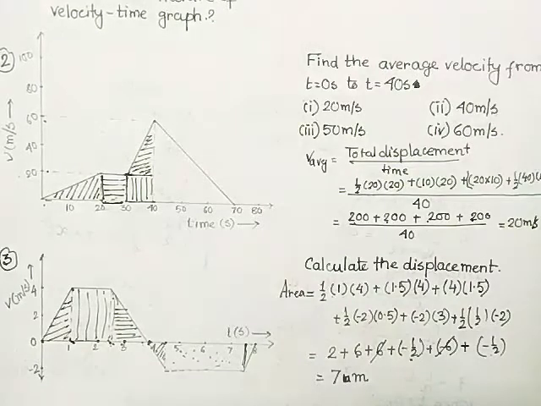We will see several other types of graphical problems in the next video lecture. In this video lecture we have understood how to deal with this. We have to calculate the slope to find the velocity from the displacement versus time graph, and we have to find the displacement from the velocity versus time graph. At that time we have to calculate the area of it.